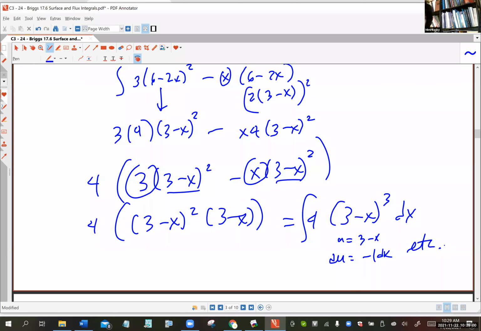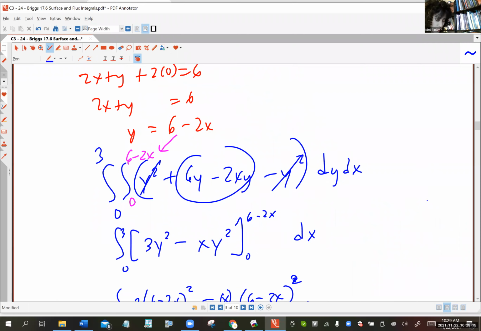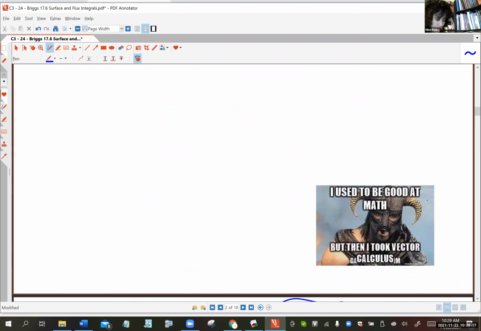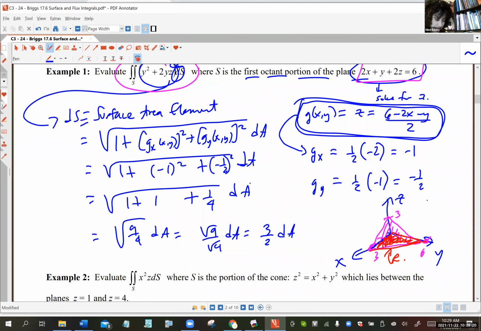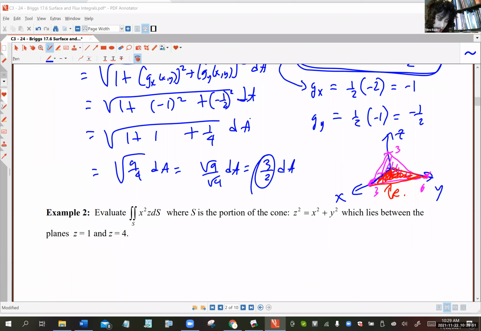And if you want, you can go use your graphing calculator at this point when you get to the single integral. And I get 243 halves. And that would be the mass of that capping surface, which is just a portion of a plane in the first octant. Okay? So that's your first surface integral. And it's not too hard, but it does require that you have all the ingredients and you're able to identify all of the ingredients.